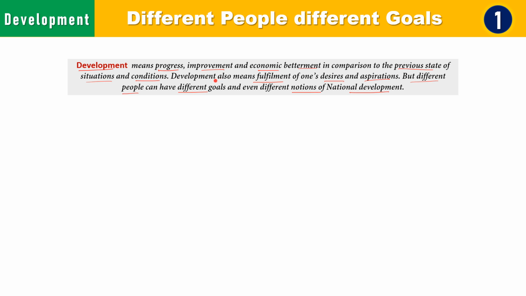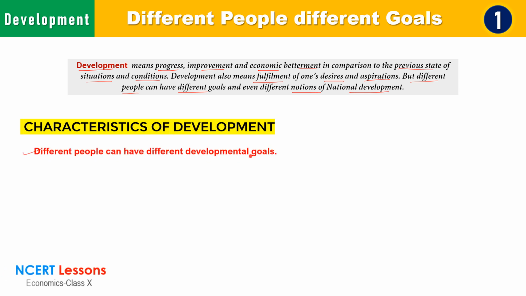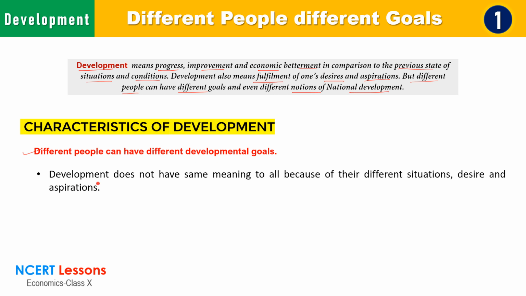So let us pick up the first topic, characteristics of development. Let us study some principles, characteristics and features of development. First, different people can have different developmental goals. Development does not have the same meaning to all. And what is the reason? The reason is their different situations, desires and aspirations.